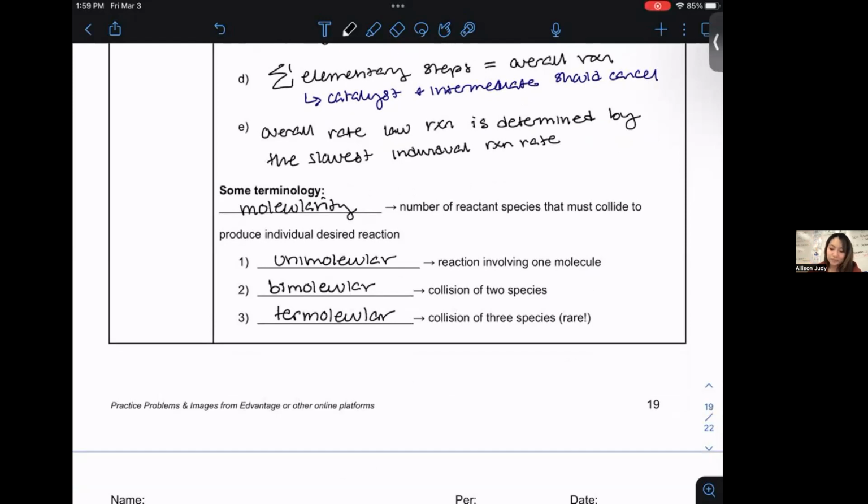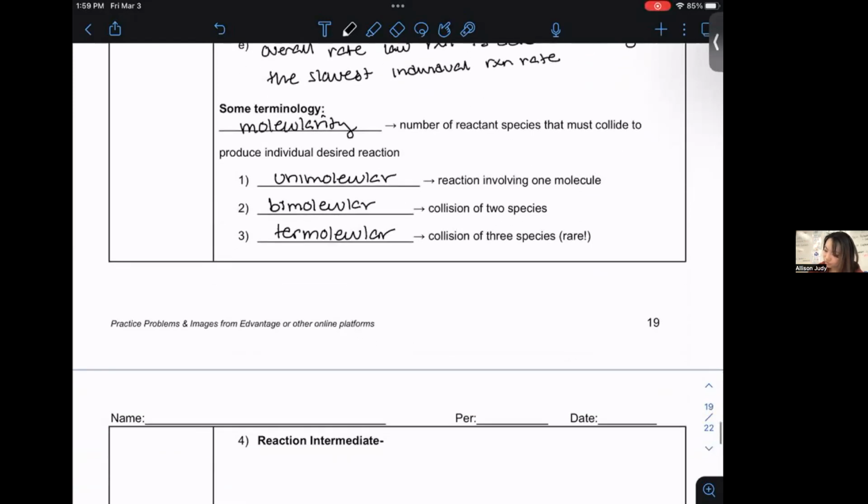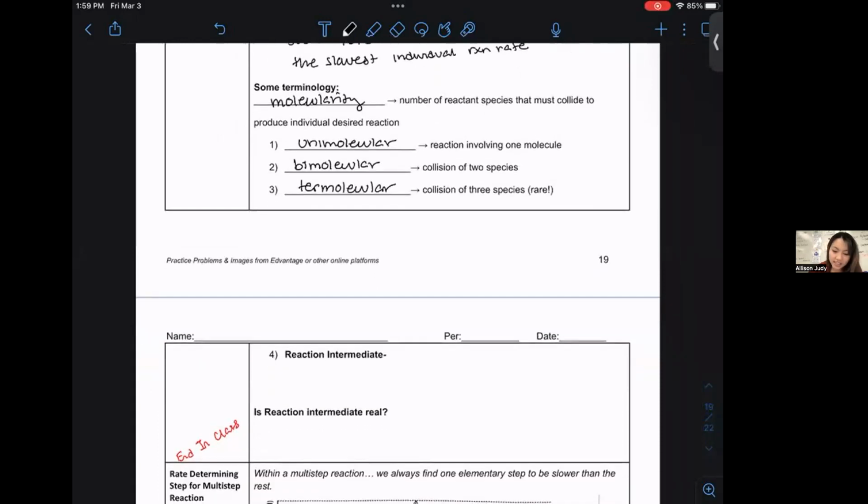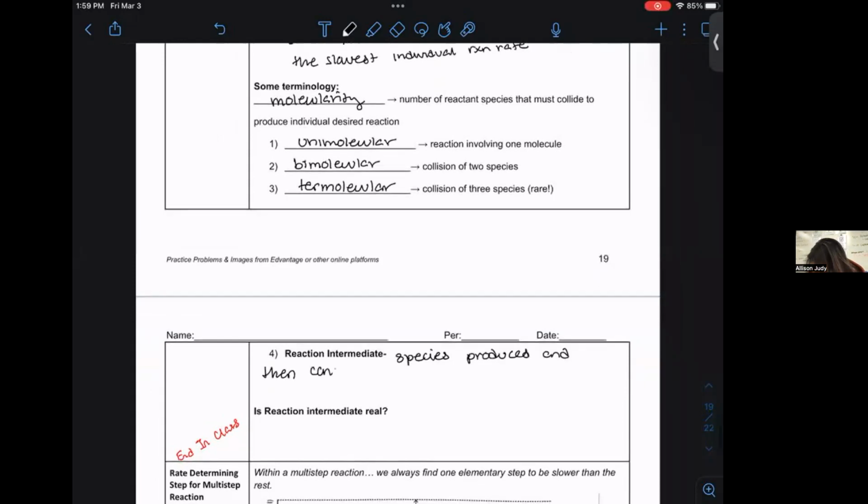Okay, so a quick note on reaction intermediates. These are compounds, or species, produced and then consumed between elementary steps.